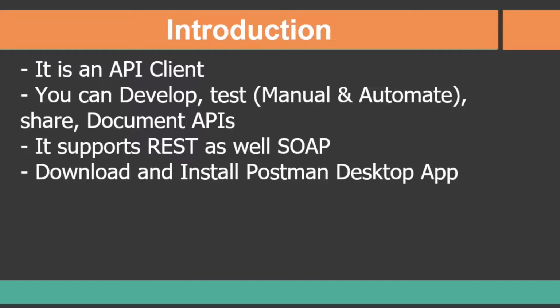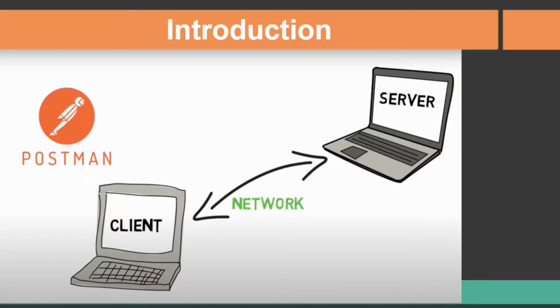And as I told you, Postman is an API client. If you see in the diagram, this is your client and you are sending requests through the network to one of the servers. That means from the client, Postman sends the API requests, either REST services requests or SOAP requests, through the network to the server. So that's why we call it Postman. So now let's jump onto the system and let me teach you all these concepts by using Postman.